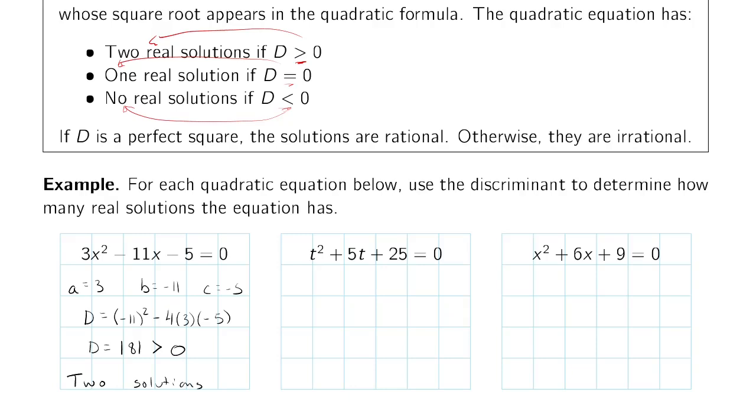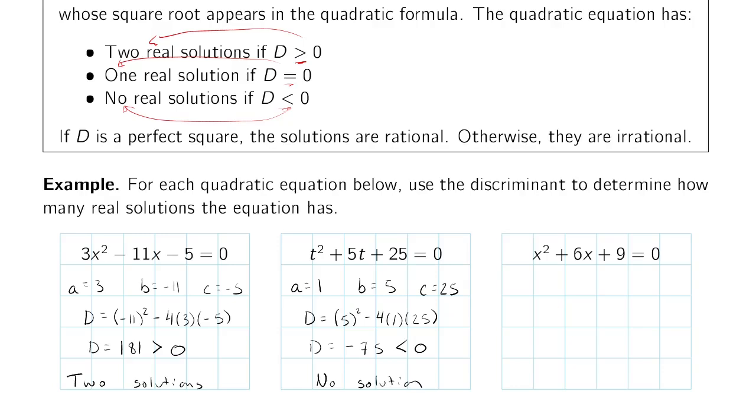In this equation, t squared plus 5t plus 25 equals 0, we have a equals 1, b equals 5, c equals 25. So our discriminant is 5 squared minus 4 times 1 times 25. In other words, d equals negative 75, which is a negative number. And so this equation has no real solution.